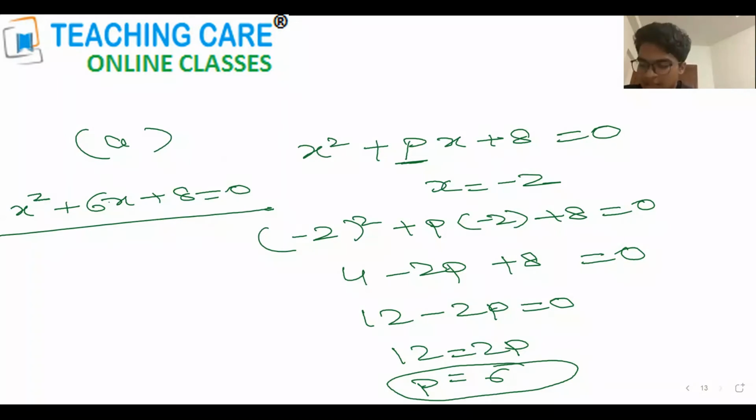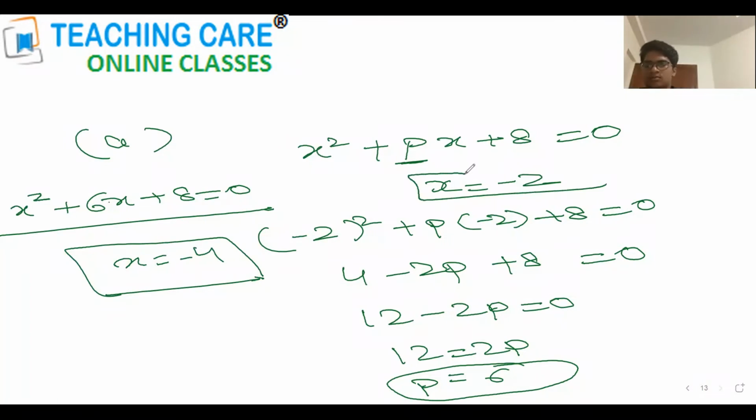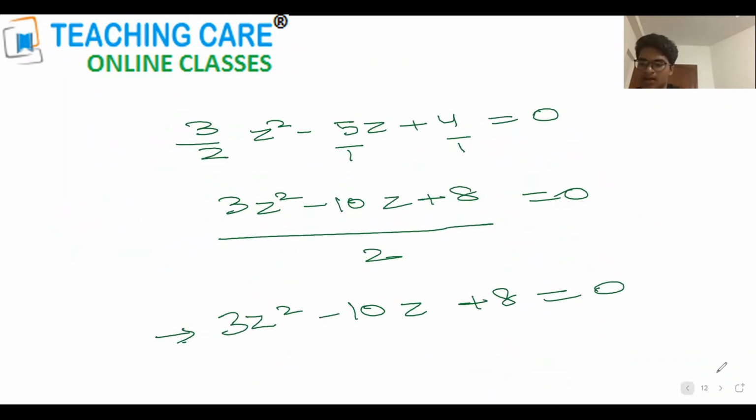The other answer is x equals negative 4. Perfect. So you got both the answers. And what about the previous question, 1D? So my answer is z equals 0 and 2.